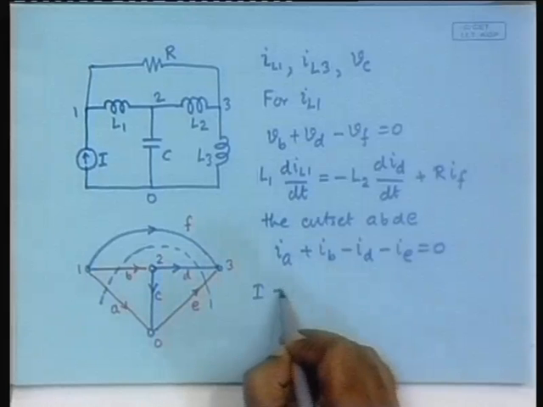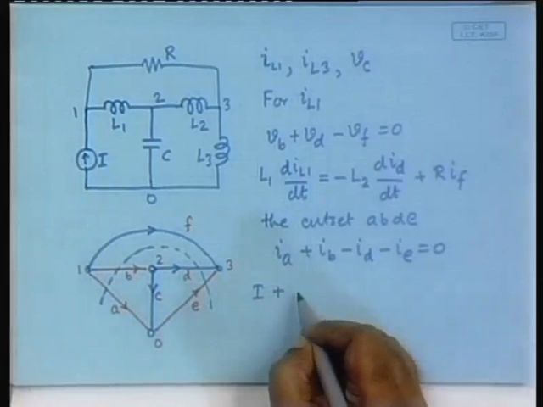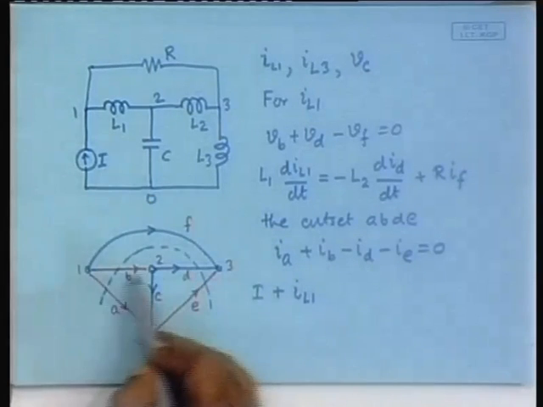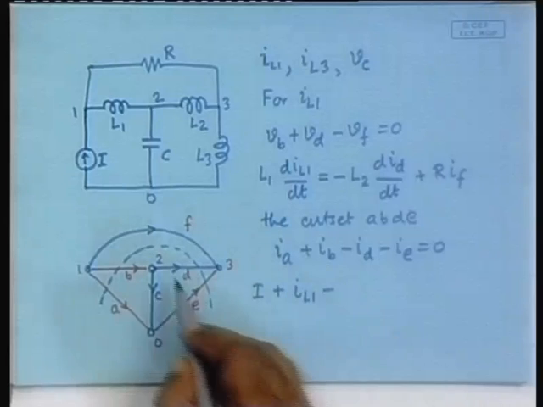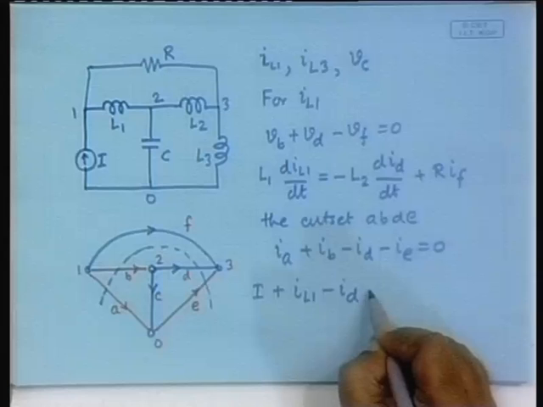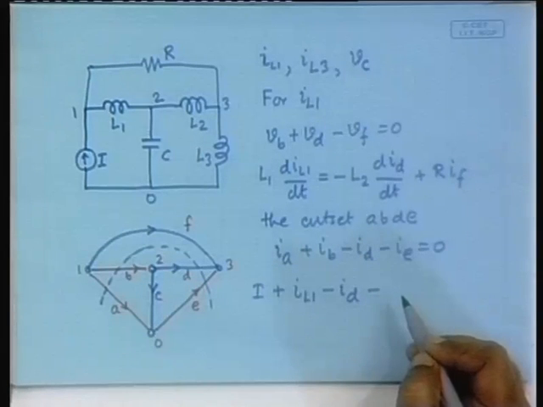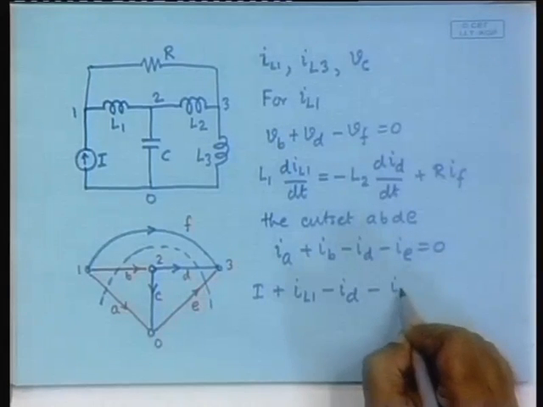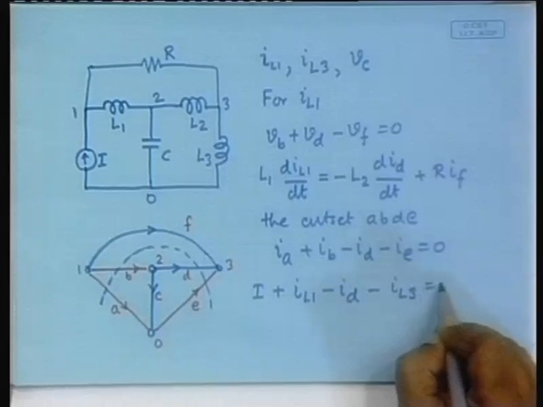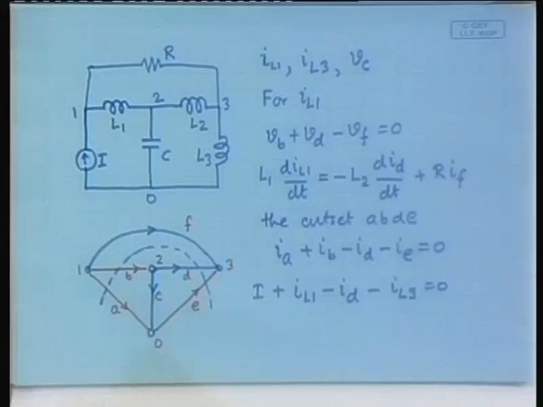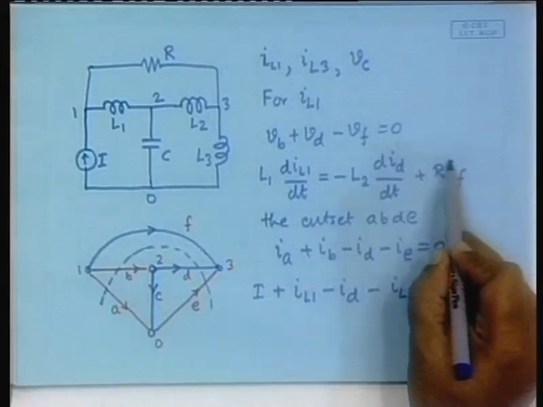Okay. IB is IL1, which is a state variable, we are happy. Minus ID is something that we want to find out. IE is IL3, which is equal to 0. So we have got it. We extract it and substitute it here. We also need to find out this one, IF.